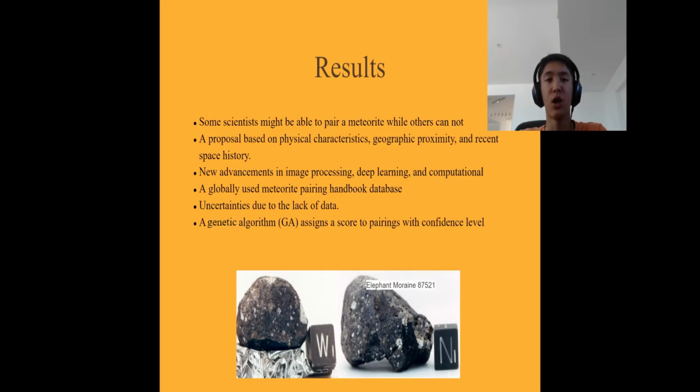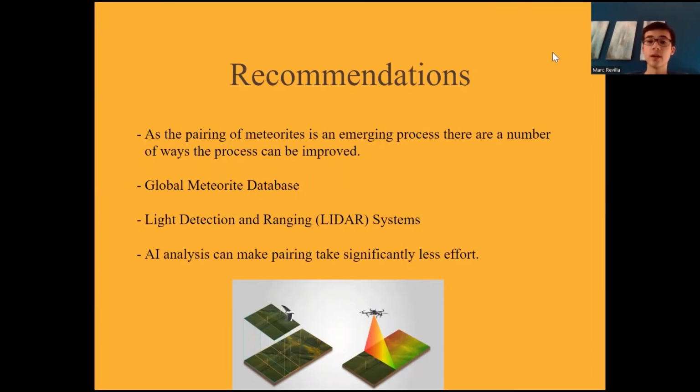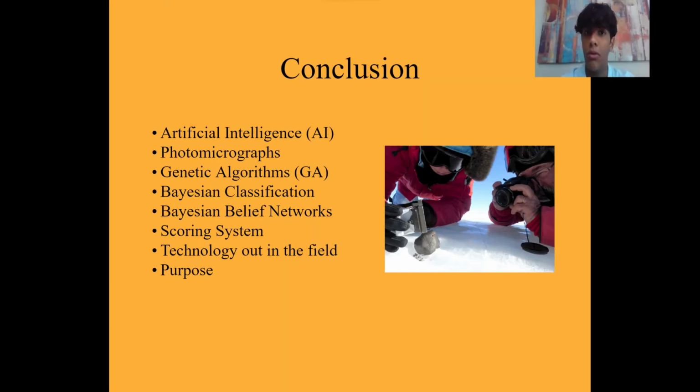Scientists have added a genetic algorithm that assigns a score to pairings. The implementation of a global meteorite database could greatly improve access to samples and their analyses. By using drones equipped with light detection and ranging, or LiDAR systems, searching open areas, such as Antarctica, could be made far faster. Finally, AI analysis can compare thousands of meteorites at once and set an equal standard of probability for each pair. As we find out more about the limitations of the meteorite pairing process, there are a few things we can try to implement in order to make this easier for scientists.